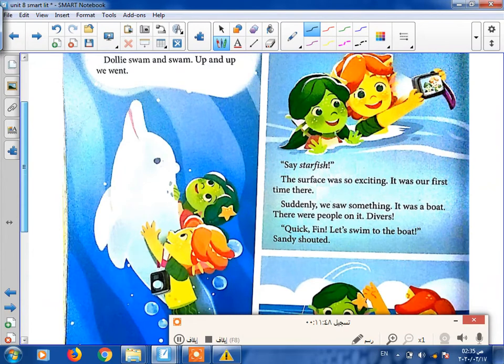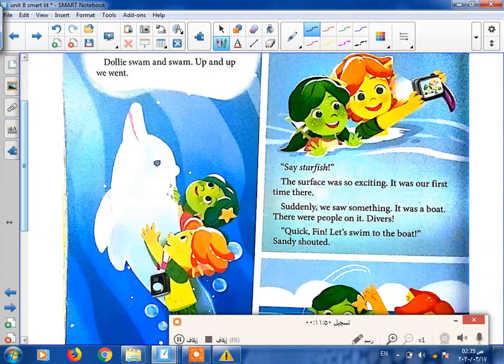So Junior 3, can you see the sisters? Are they happy or sad? Yes, they are happy. And they took a photo and say starfish. And you know that the starfish is like a star. The surface was so exciting. And the antonym of this is boring.